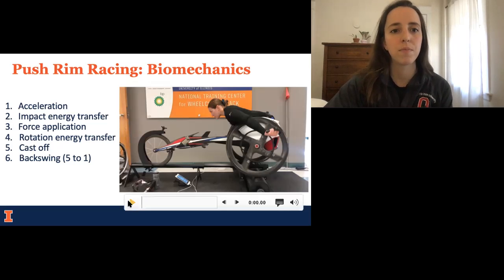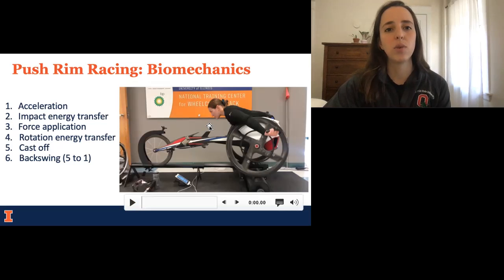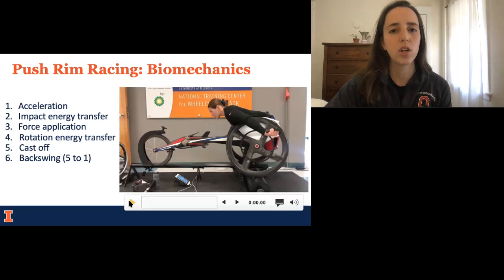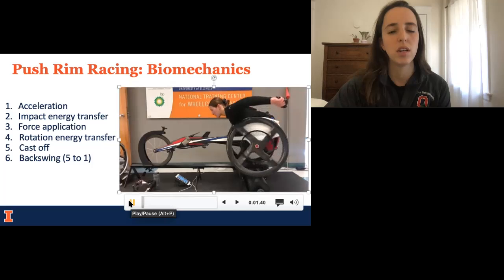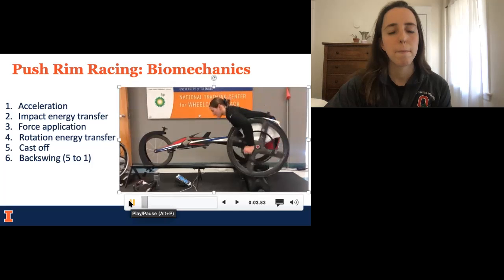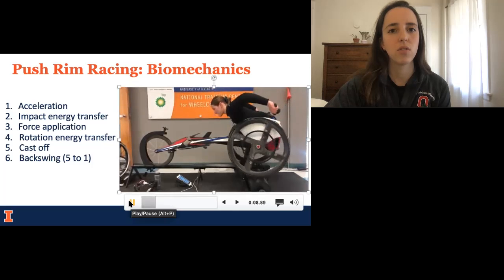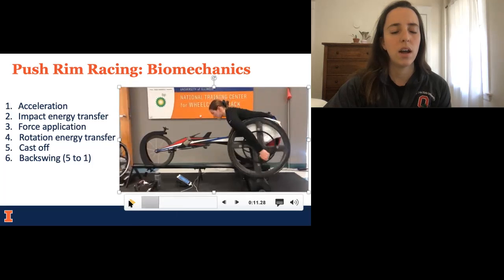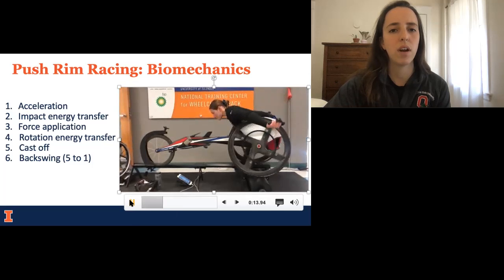So if we look here, this is a T53 athlete, and we're just going to watch her push. This is in slow motion. So her hands get really high. She's getting a lot of shoulder extension. She's getting that acceleration. Where I paused it here, that's where she's getting her impact energy transfer, and she goes quickly into force application. And then we're getting our rotation energy transfer here, where her wrists are rotating at the bottom of the ring. And then we get cast off when she releases, and we've got our backswing here.